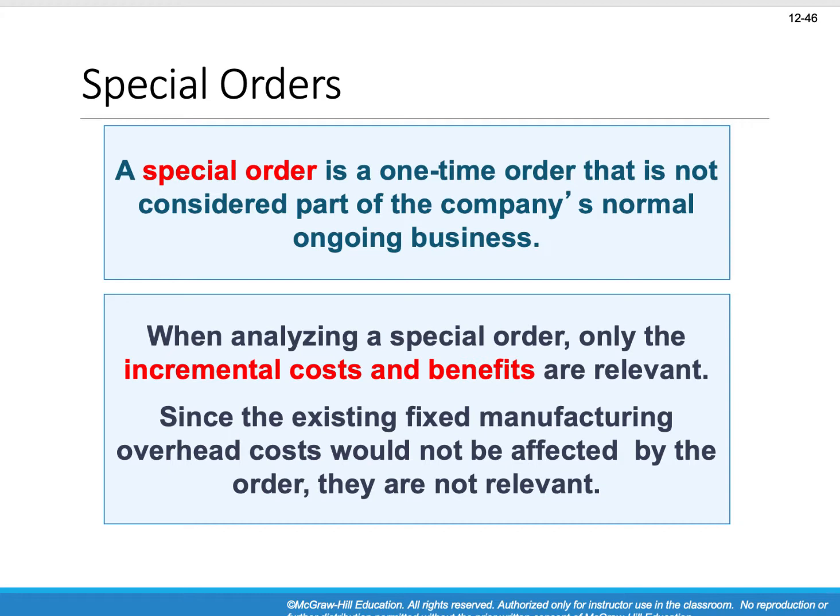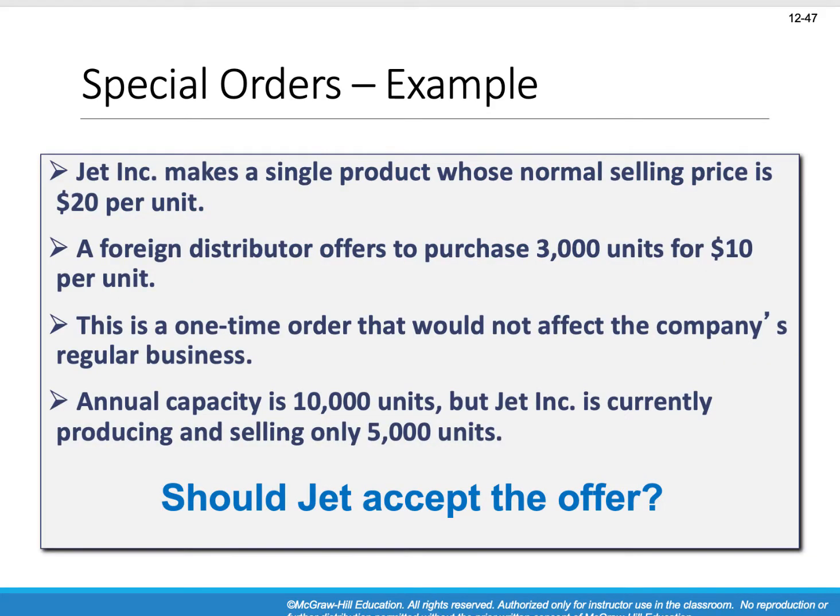Okay, that's what's relevant, and that's what we have to deal with when we're looking at special orders. Fixed manufacturing overhead, more often than not, is never really affected. So those are not going to be relevant. We're just going to look for incremental costs and incremental revenues. Okay, so let's look at an example.